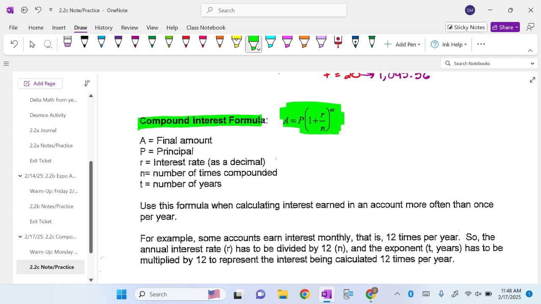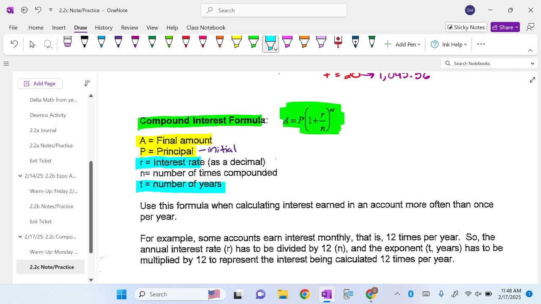A is still your final amount, just like it was with exponential growth. P is still your principal or your initial, just like it was with exponential growth. r is still your interest rate, and again, it still has a decimal. t is still your number of years, so the number of years that have passed.